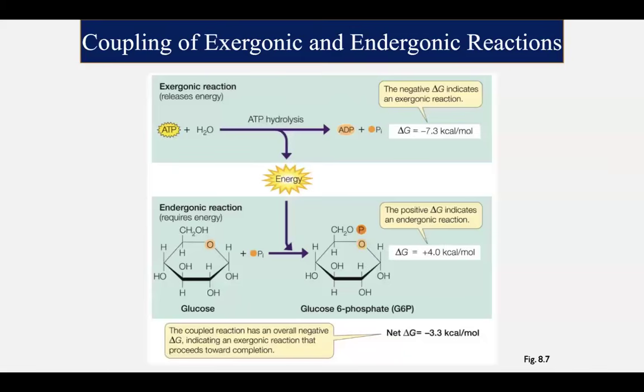When you couple it with other reactions, you can add phosphates, etc. So in this case, you're adding a phosphate to glucose to convert it to glucose 6 phosphate. Even though adding a phosphate to glucose is an endergonic reaction because it requires energy, the delta G here is plus 4. So when you couple the reactions together, your net delta G is negative 3.3, which means that this is an overall exergonic reaction and it is spontaneous.